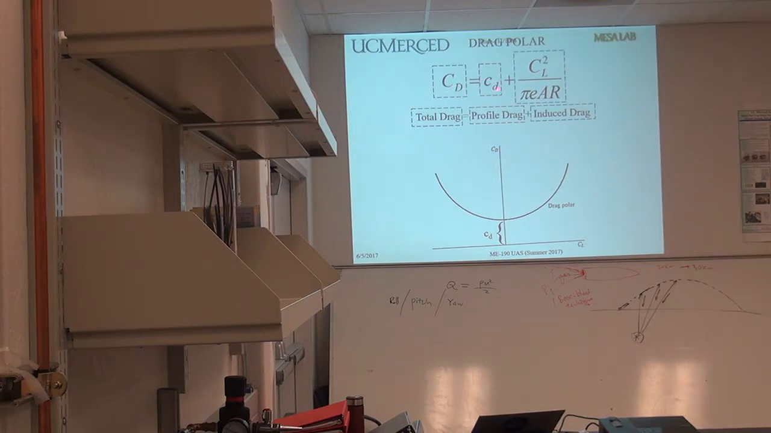From that you can appreciate the drag of the total finite wing. It is equal to the infinite wing drag coefficient plus this term. So it's profile drag plus induced drag. If I draw CD versus CL, this is drag coefficient, the curve would be like this. It's parabolic, and the minimum point is here. CD here is my profile drag.